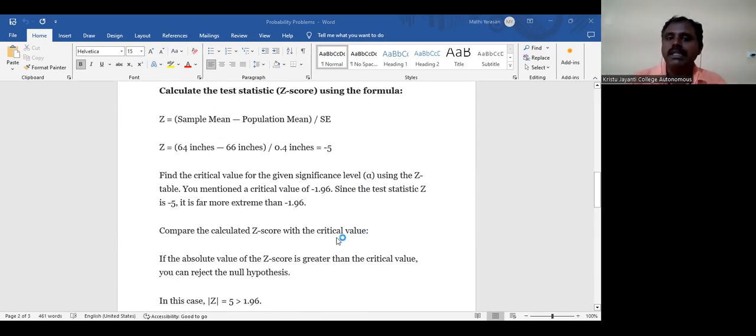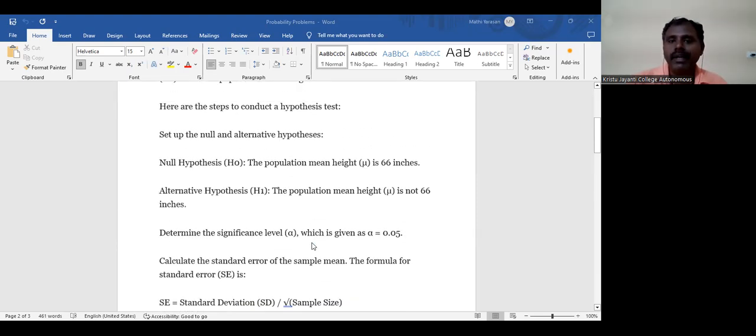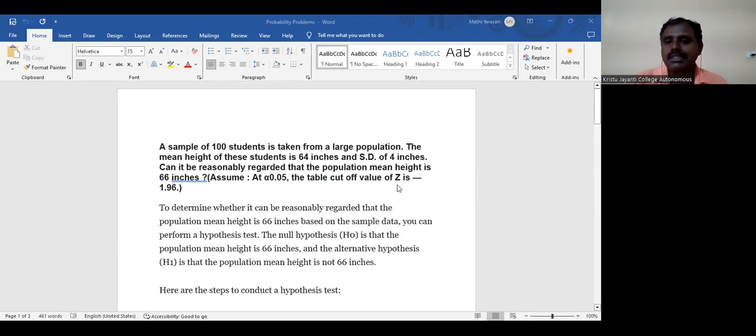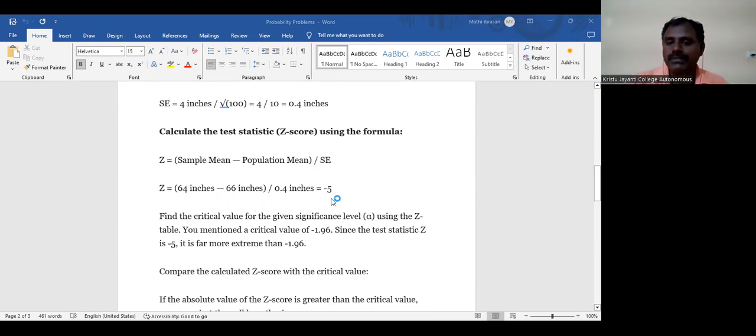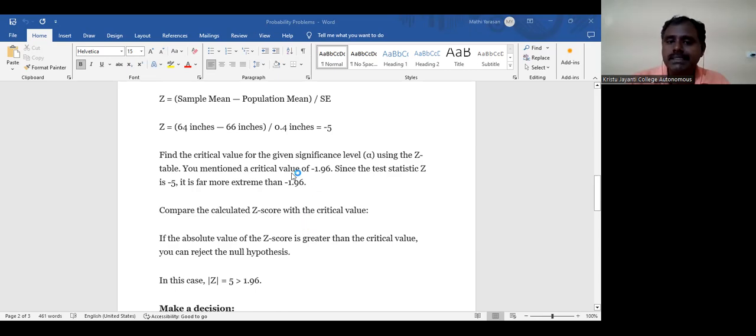Now in the question they have given the value for the 5% level. What is the Z value they gave? 1.96. Assume at alpha 0.05, the table cutoff value of Z is 1.96. Since we are getting a Z value of 5, here we consider the modulus value, whether you get a positive or negative value, we get the same value only. So 1.96 is given.